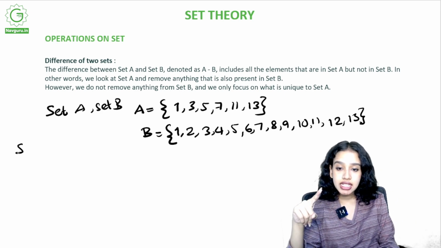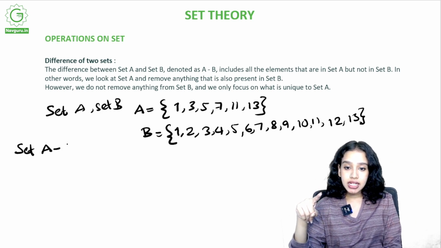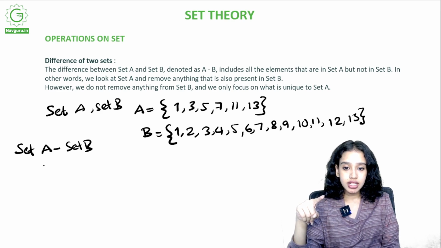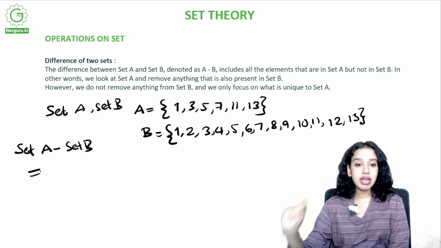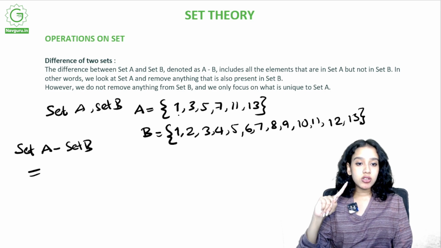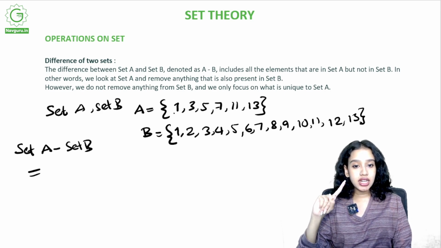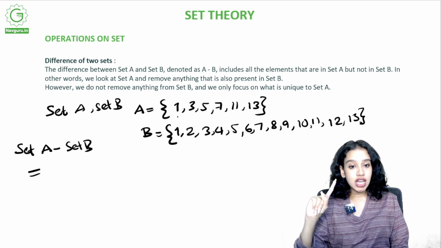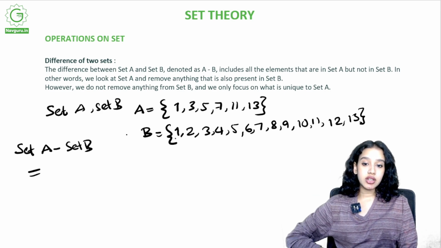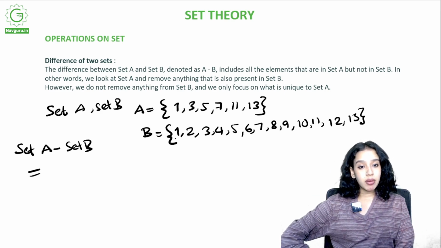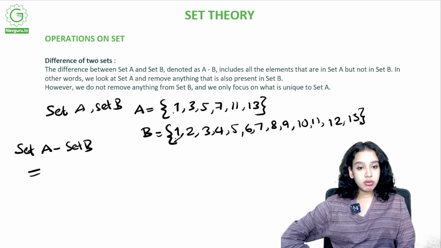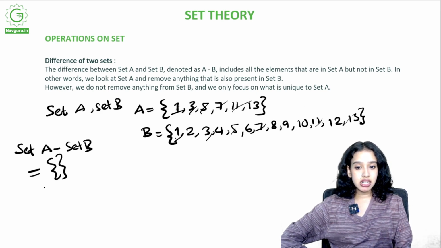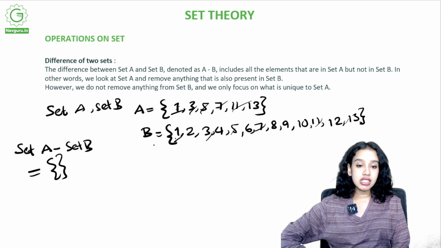Now, if we are finding set A minus set B, we'll subtract all the elements which are common to A and B. Like we are subtracting B from A. So 1 is there in B, 1 is there in A, so this gets 0. Then 3 and 3, 5 and 5, 7 and 7, 11 and 11, 13 and 13, and the answer would be a null set because every element in A is there in B.